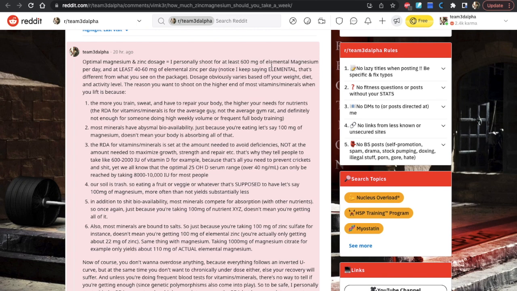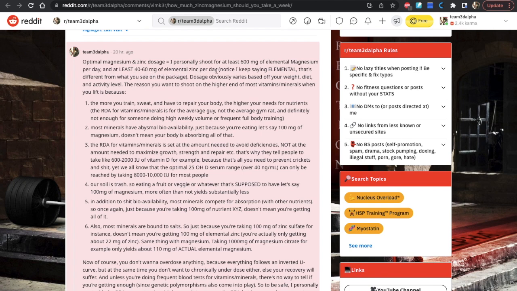A lot of people forget that just because a pill says 500 milligrams of magnesium does not mean you're getting 500 milligrams of magnesium, right? You have to factor in the salt that it's attached to. It could be magnesium citrate, it could be magnesium sulfate or whatever. So you've got to factor that in. And at least 40 to 60 milligrams of elemental zinc per day.